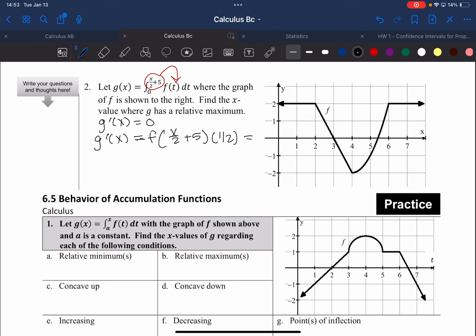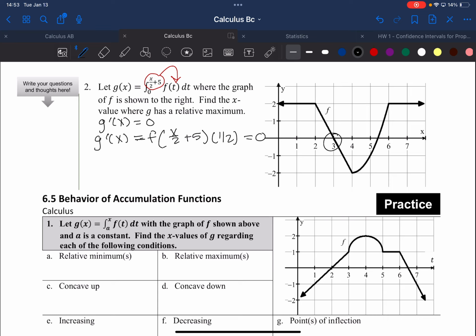Okay, and then of course we said that derivative is equal to 0. Since we want to find the relative maximum, we know that g prime of x has to be changing signs from positive to negative. So if we look at our graph of f, that means f has to be changing signs from positive to negative. We would be using which x value for our maximum? 3 or 5.4? 3, because we're looking right here.